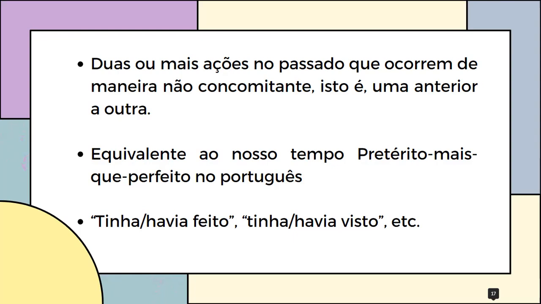É quando duas ou mais ações no passado que ocorrem de maneira não concomitante, isto é, uma anterior à outra. É o equivalente ao nosso pretérito mais que perfeito no português, que é quando nós falamos eu tinha feito, eu havia feito, eu tinha visto, eu havia visto. Por exemplo.